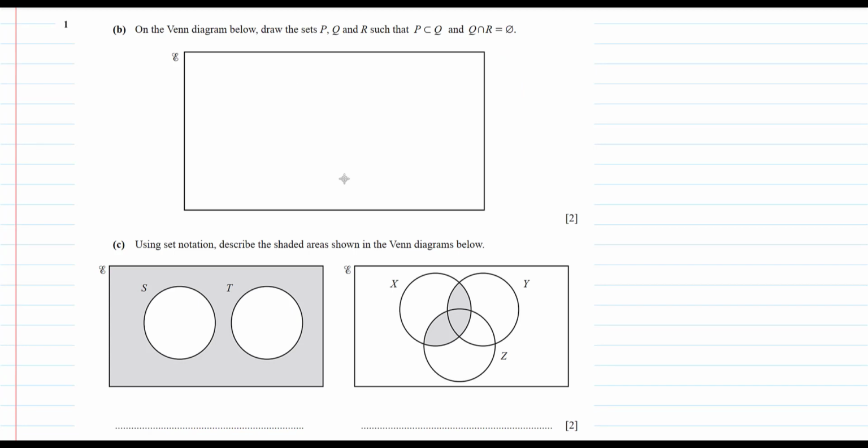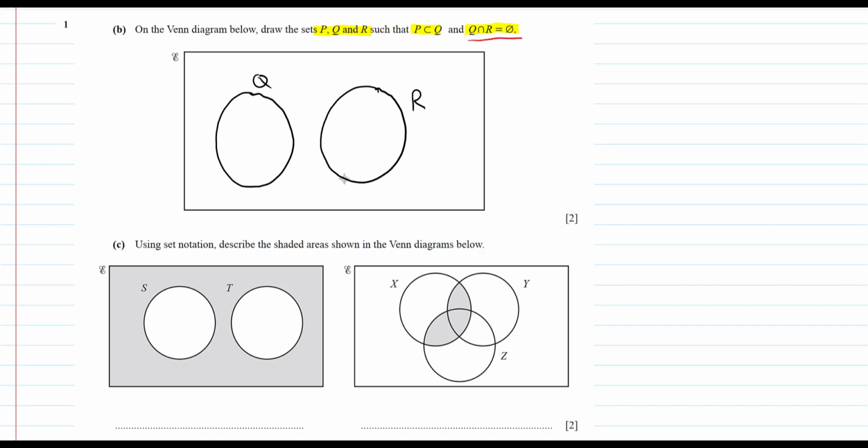Question 1b, on the Venn diagram, we need to draw the sets P, Q, and R such that P is a subset of Q and Q intersection R is equal to the empty set. So I'm going to start with this one here, because as their intersection is equal to the empty set, Q and R are not going to overlap at all. So I could draw something like that for Q and then R there, so they don't overlap.